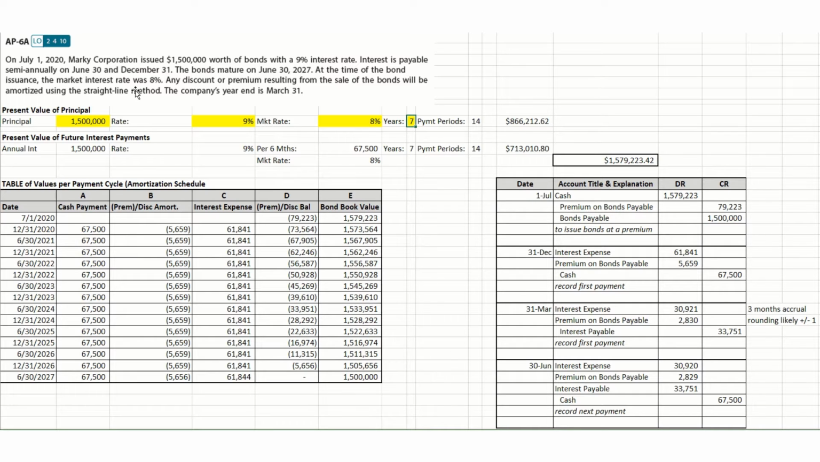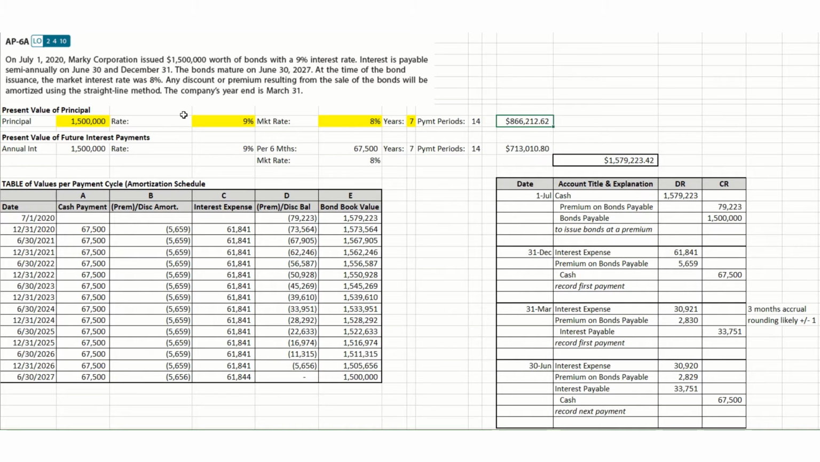And because it's semi-annual payments for interest, the payment periods would be 14. So there are 14 payment cycles for interest. To calculate the present value then, we take the principal, and we take the market rate for the discount, because you always discount the present value based on the market rate, not on the coupon rate.